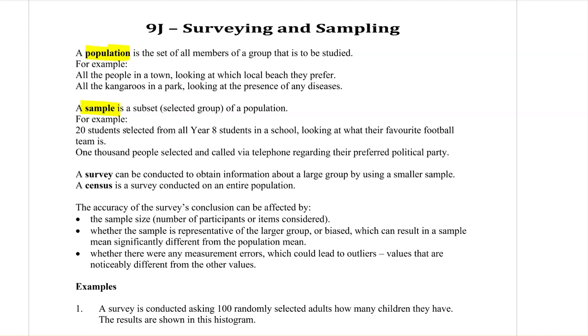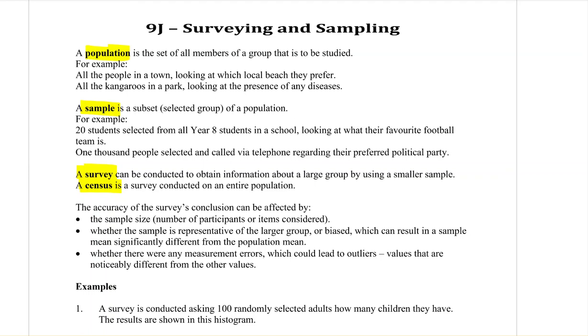They don't call every single person that's going to vote. They call a sample of people and talk to them about how they're going to vote. A survey can be conducted to obtain information about a large group by using a smaller sample. A census is a survey conducted of the entire population.